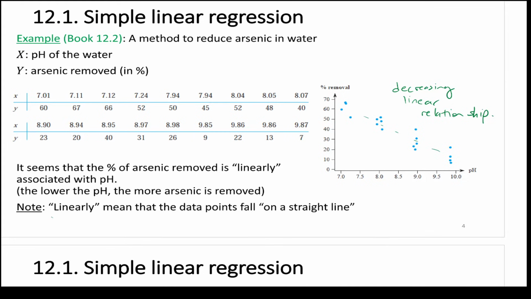So linear means on a straight line. So that's kind of the takeaway. We're not doing any other types of regression here. We're only doing linear regression.